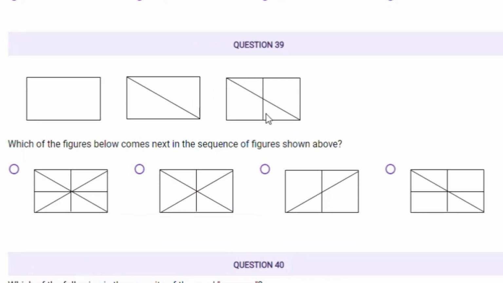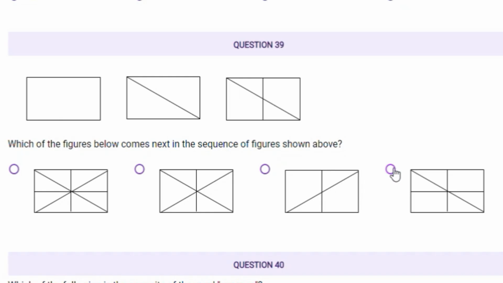Question number 39. Question, which of the figures below comes next in the sequence of figures shown above? Explanation of the question. This question is testing your ability to recognize a visual pattern. You must observe how the figure changes step by step and identify which option correctly continues the same pattern. Answer, option 4.